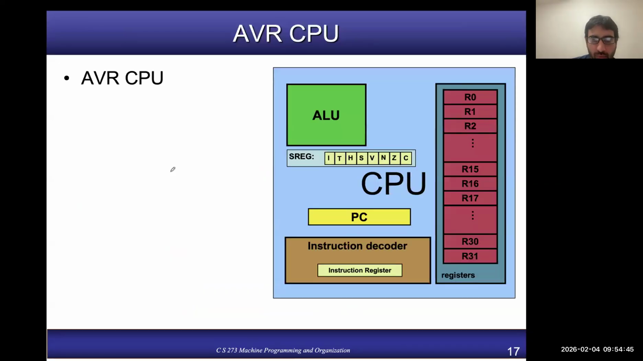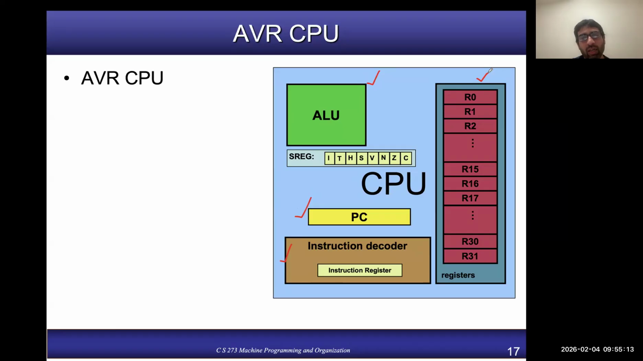So we have already looked inside our AVR CPU, or ATmega328P CPU, in terms of what components we had. We talked about ALU, PC, instruction decoder, and registers, but there we were keeping it simple and representing them by four registers: A, B, C, and D, right?